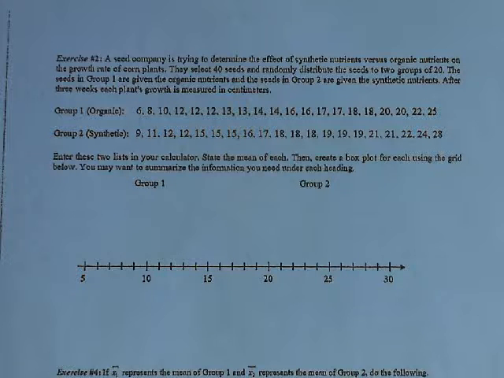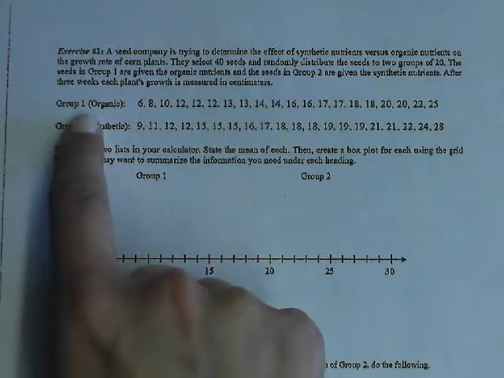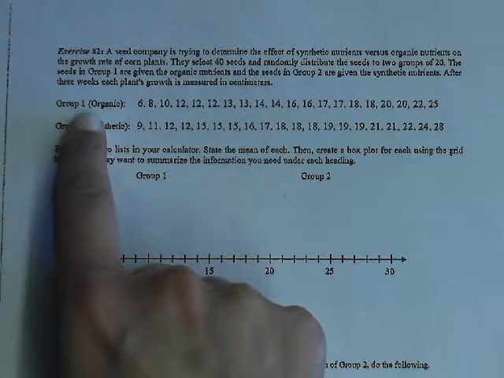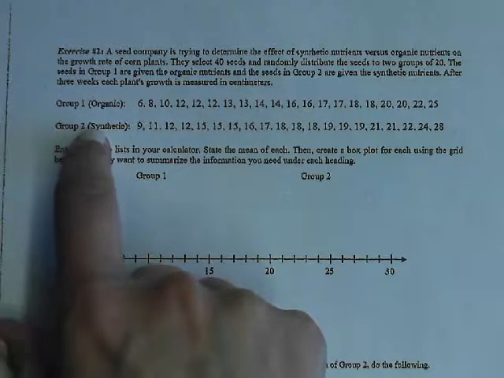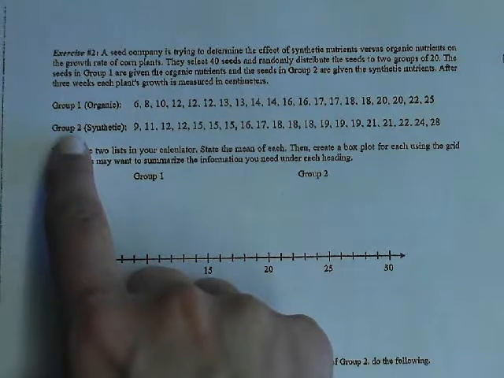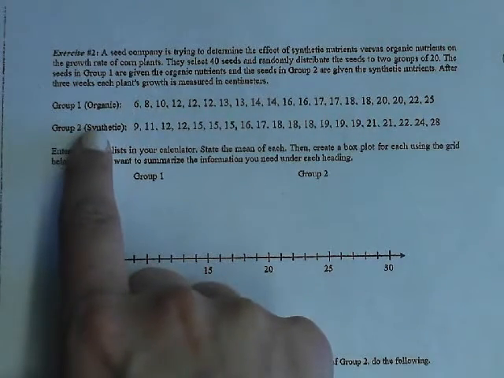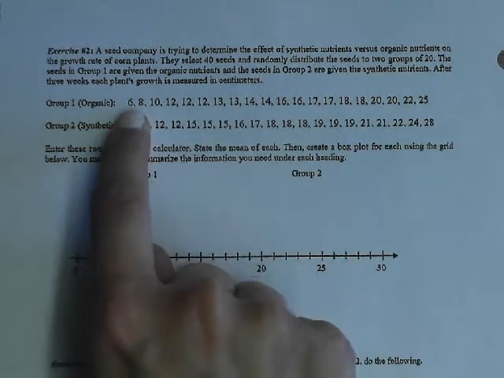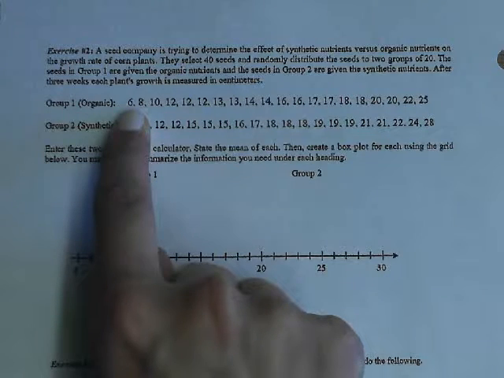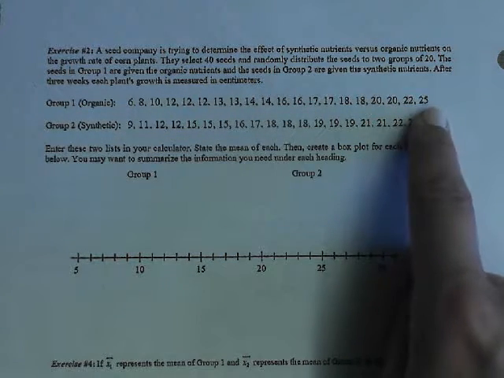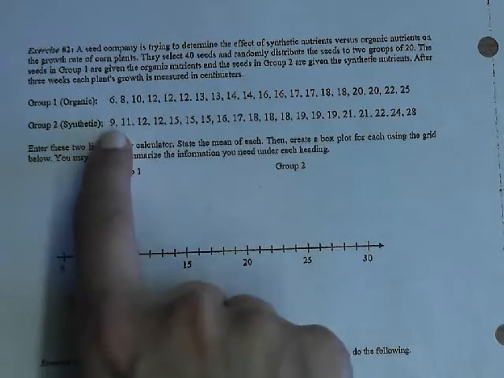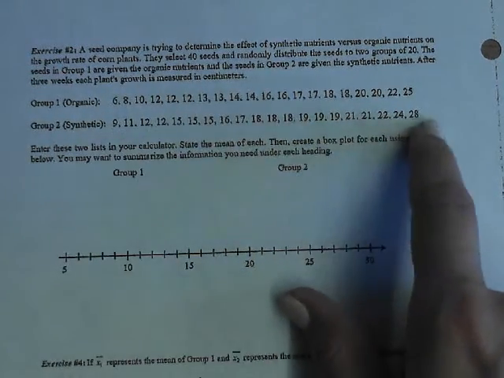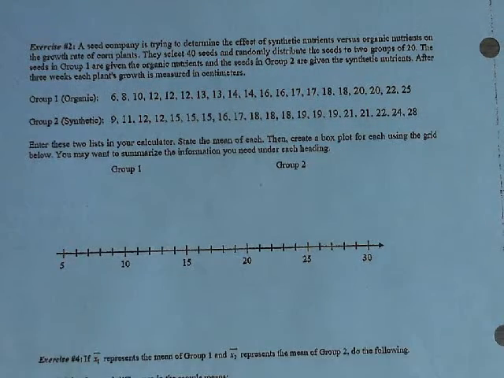Perfect. So, hopefully that was a pretty clear paragraph to explain what was going on here. You've got 40 seeds, 20 are randomly chosen to be treated with organic nutrients, organic fertilizers, I guess we would say, and the other 20 are randomly assigned to receiving synthetic nutrients. And the growth: this first plant grew 6 inches over the 3 weeks' time, and this plant grew 25 inches, and this plant grew 9 inches, and this plant grew 28 inches. So the growth is then measured.